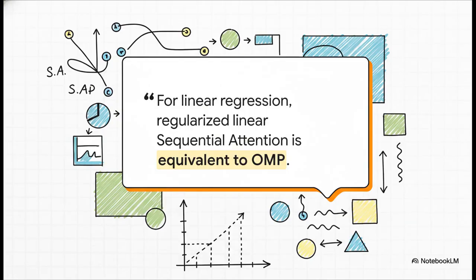And here it is, the main theoretical result. By analyzing the geometry of the problem, the authors prove that for linear regression, their regularized algorithm is equivalent to orthogonal matching pursuit, or OMP. This is huge. It's a really significant finding because it means that sequential attention, at least in its linear form, inherits the strong performance guarantees of OMP, which is a foundational algorithm in sparse recovery.